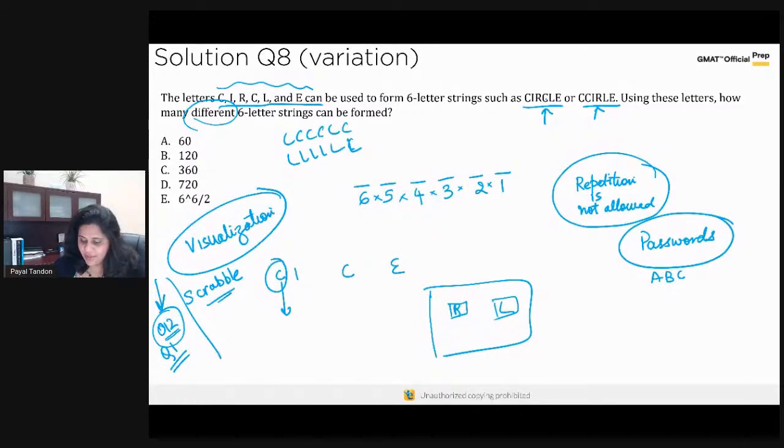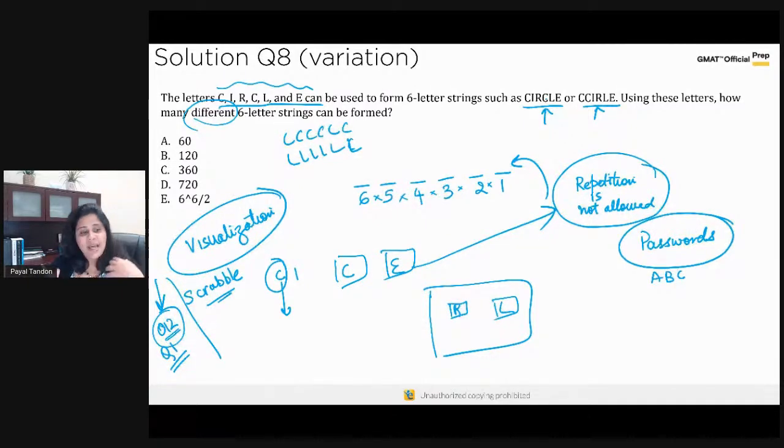Here, think about these as separate tiles. Once you use a tile, you cannot reuse it, which means repetition is by default not allowed, which is why you have 6 times 5 times 4 times 3 times 2 times 1. Now once that part is clear, what we have to think about is you have 2 C's. Let's assume on the first tile you wrote C. Now the second tile also happens to be C.